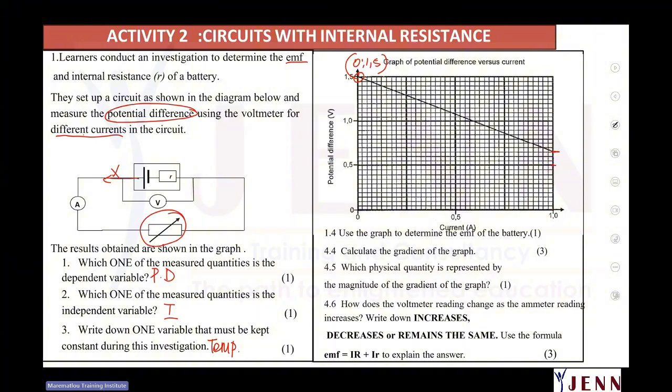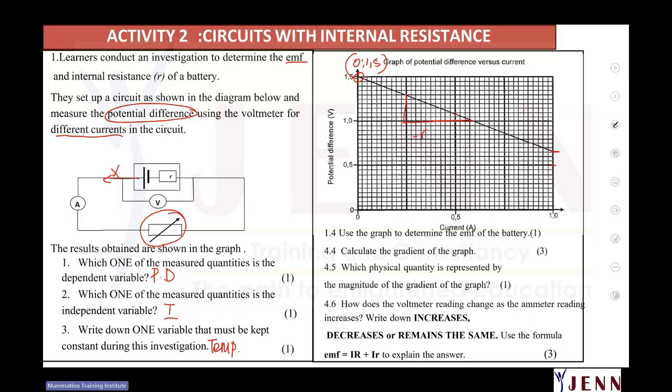So you can use that. It's just analysis of a graph. You calculate the change in y over the change in x. And then it says, which physical quantity is represented by the magnitude of the gradient? Remember, we said the gradient of this graph is internal resistance. The gradient of the graph becomes internal resistance.